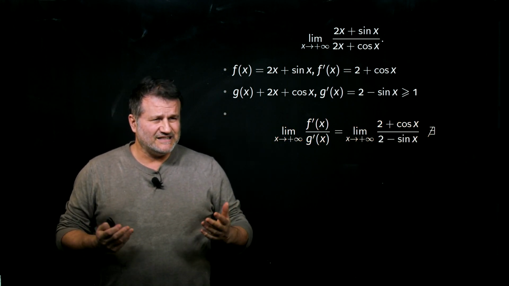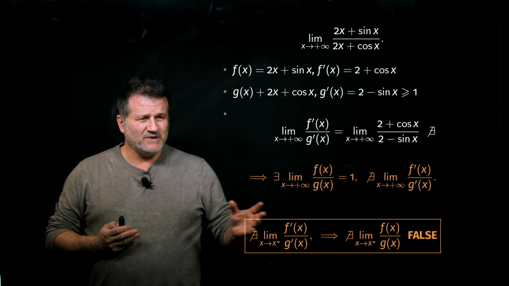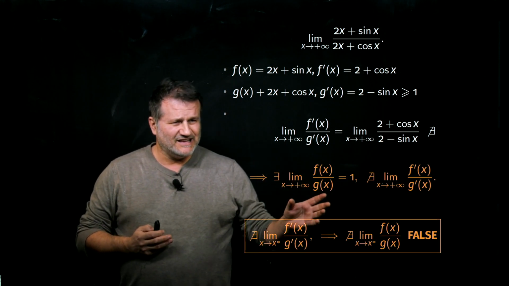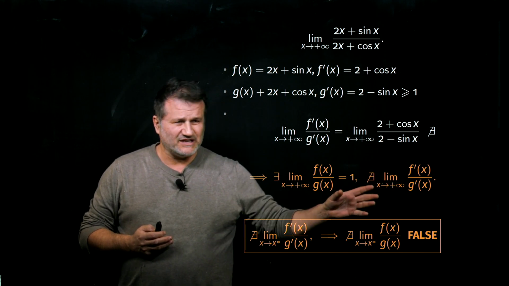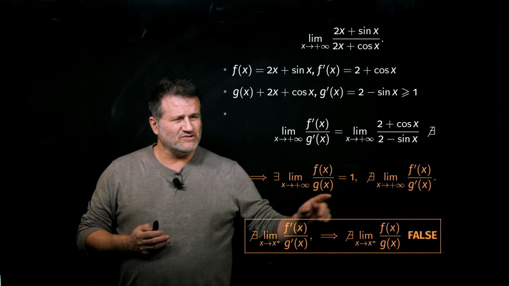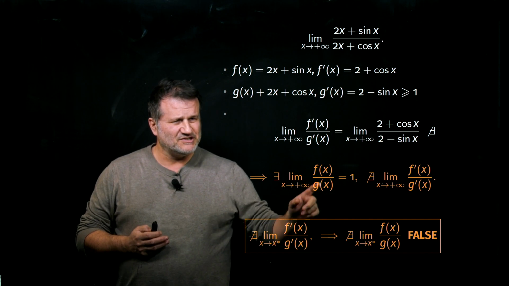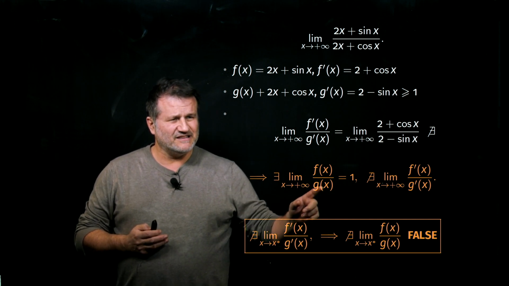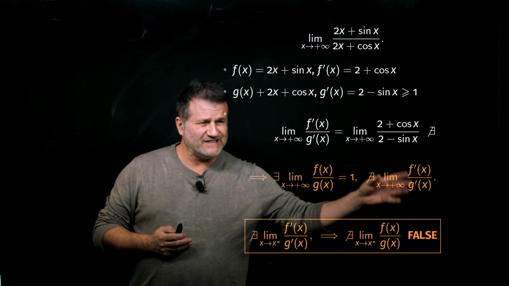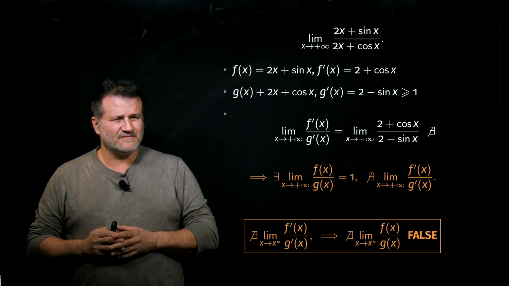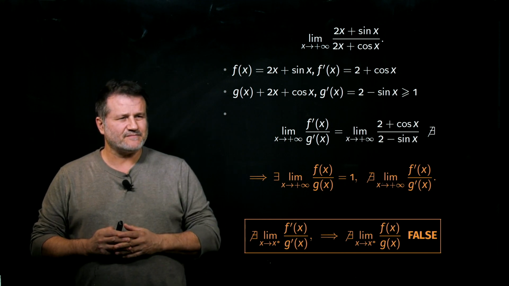The conclusion is that we cannot just apply the Hopital rule, because the limit of the ratio of the derivatives does not exist. But this shows also that the limit of the fraction f of x divided by g of x can exist without the limit of the ratio of the derivatives existing. This is to keep in mind.